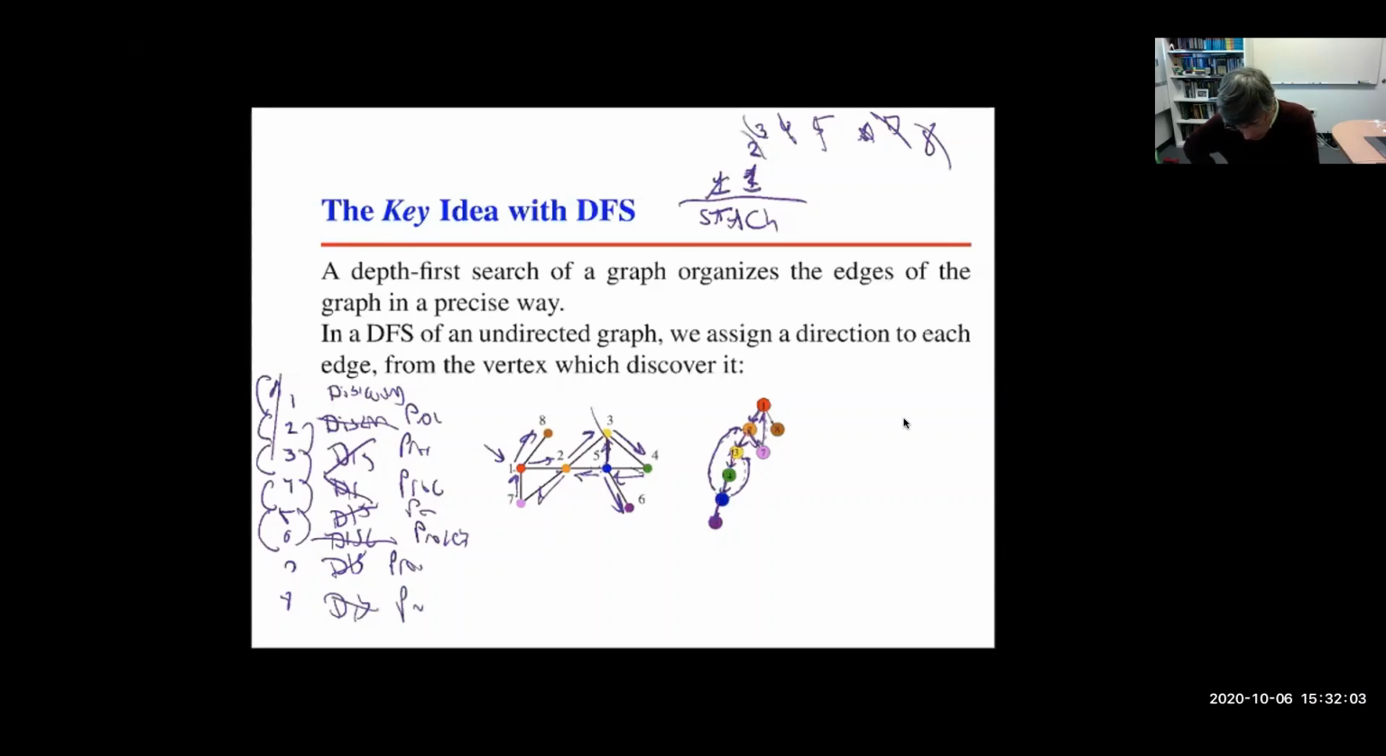2, I had to finish before I was done with 1. I now look around. Everything's been completely processed. And I pop it and I'm done. That is what a depth-first search looks like. Any questions about that?